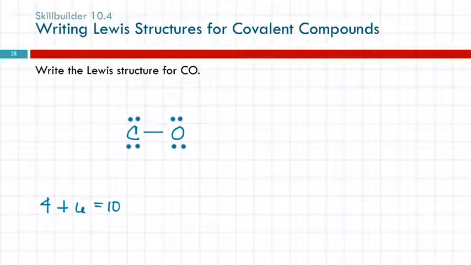Is this a good structure? Does everybody have 8 electrons? No, they both have 6. I don't have any more electrons that I can put on there. So now we need to make a double bond. So I'm going to take one of these lone pairs and move it and form a bond instead. So I'm going to take this pair of electrons and make a double bond.